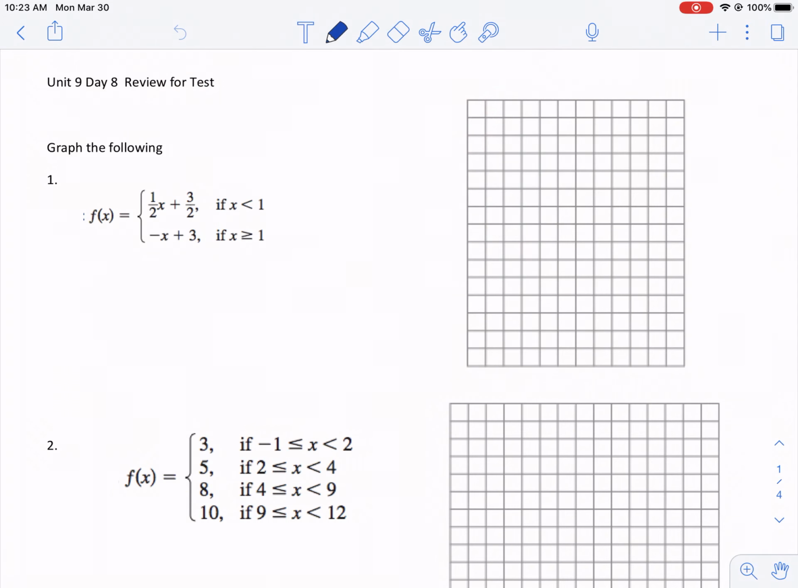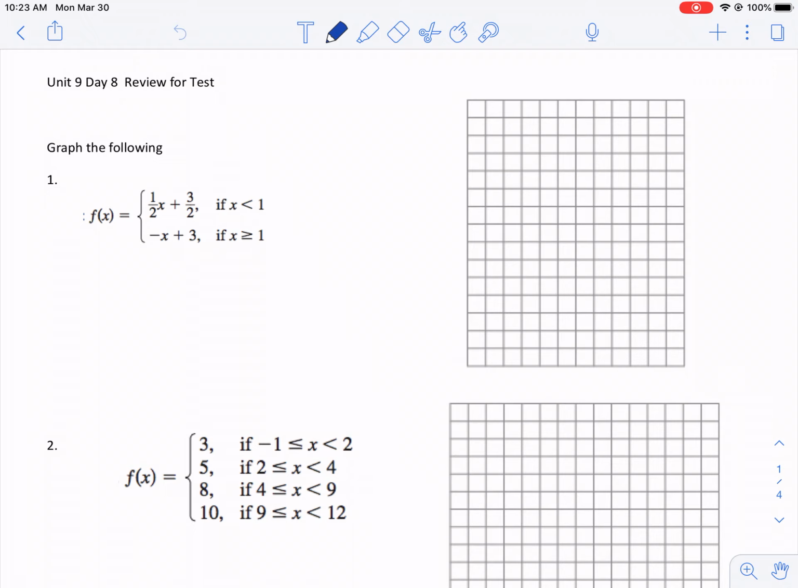Alright, this is Unit 9, Day 8 review for the test. I'm not sure you're going to get a test, but you should still do the review. I would do the review first and then watch the video to see how you did and go from there.